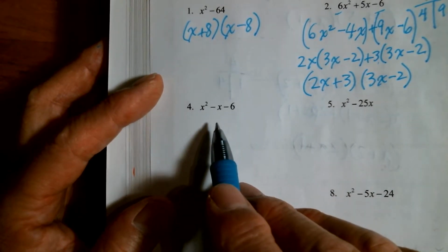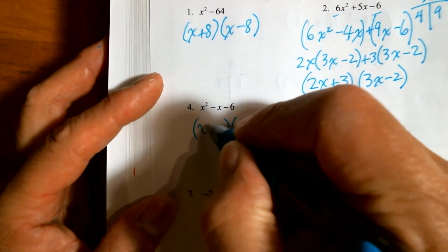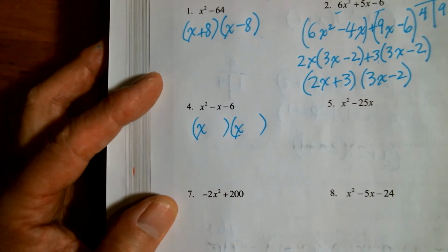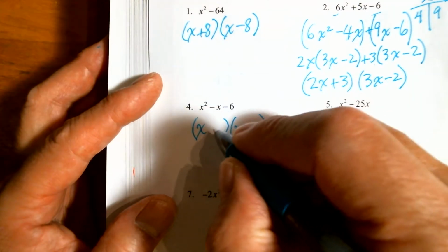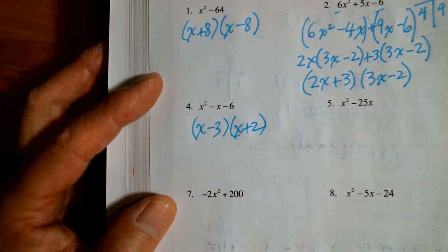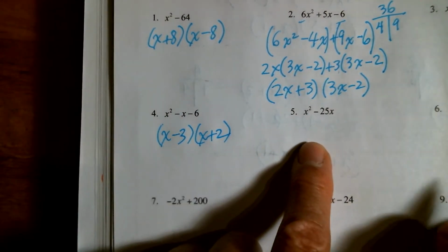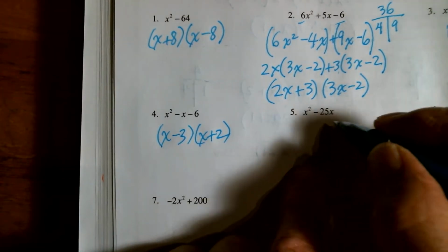This one, very straightforward, simple one. x and x. Multiples of 6: 1 and 6, 3 and 2. Okay, 3 and 2. Minus 3 plus 2. Simple as that. The 5, x squared minus 25x, I just take the x out.